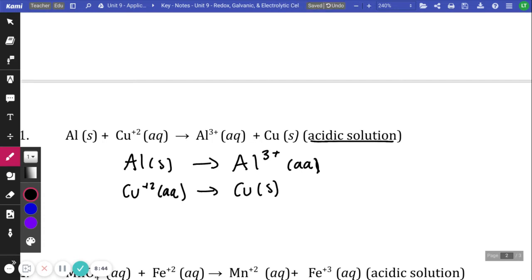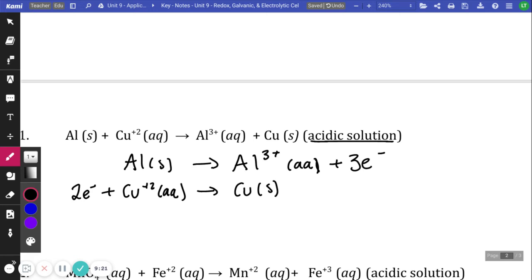Next, what we're going to do is balance our charge by adding electrons to the more positive side. So over in our top reaction, we have aluminum +3 on our right. So that aluminum has lost 3 electrons there to become that aluminum +3. And then our copper +2 is the more positive one on that side. So it has gained 2 electrons to become copper. Okay, so that is that step of just adding electrons to that side.